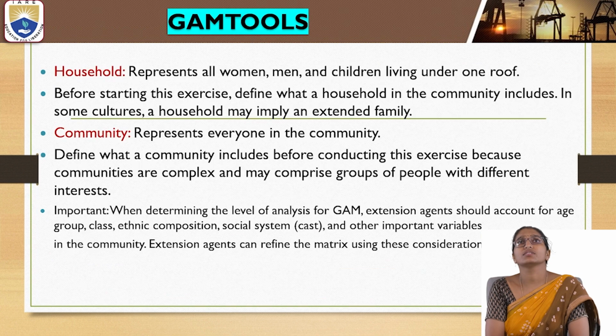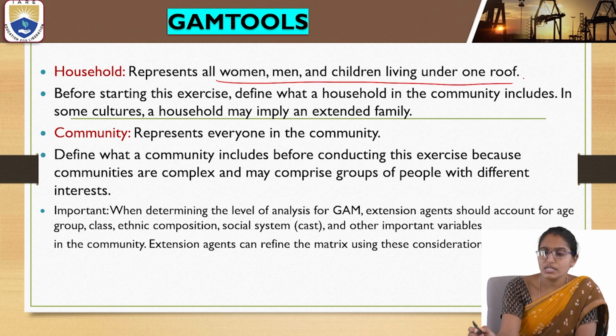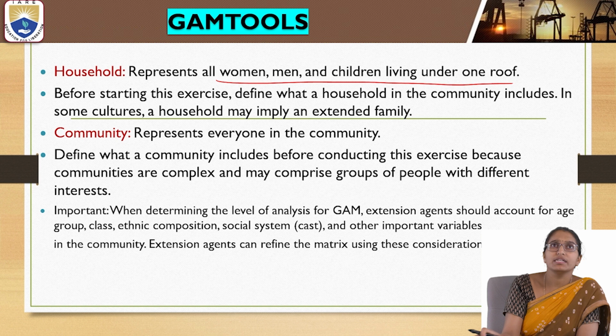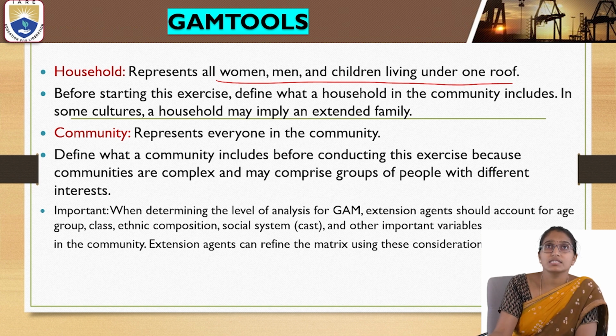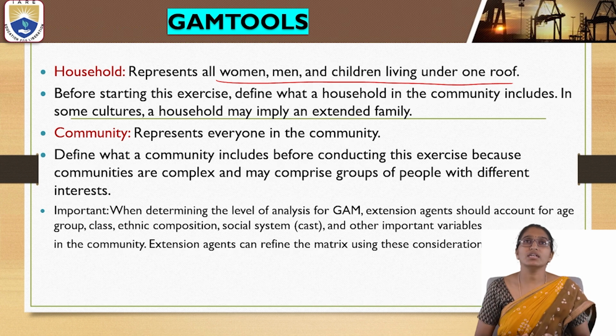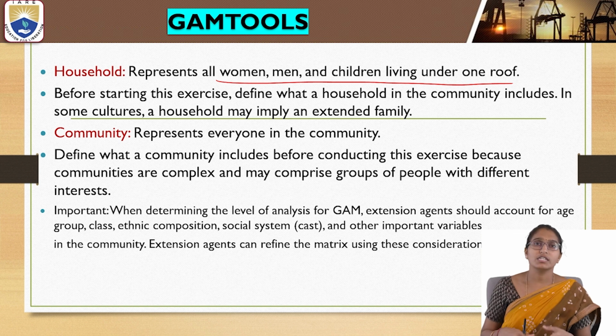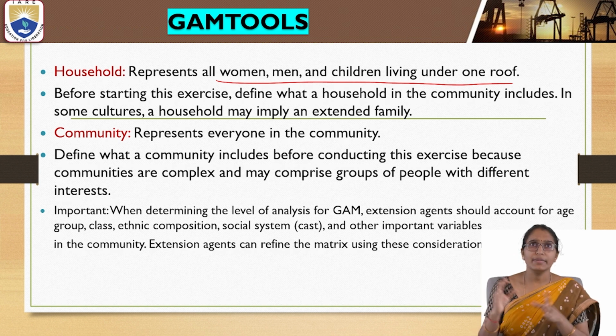And the next one is household. So it represents all women, men, children under one roof. So the household means the complete family. So before starting this exercise, define what household and community include. In some cultures, household may imply extended family. So for example, they have a joint family that includes all grandparents, children's fathers, mothers, grandmothers, and all those. So that can be very high.